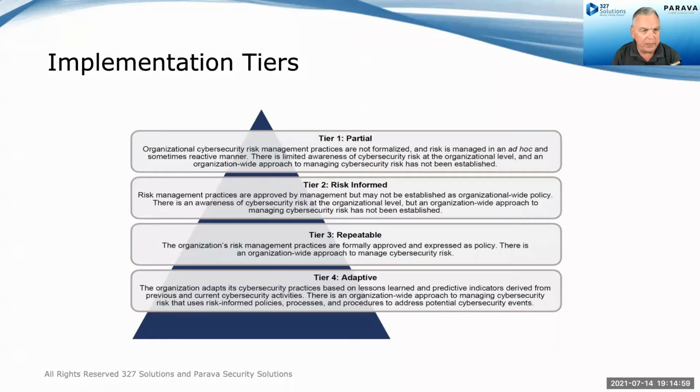And finally, at the highest tier, tier 4, the adaptive tier, the organization adapts its cybersecurity practices based on lessons learned, and it's going to use predictive indicators derived from previous and current cybersecurity activities. You have an organization-wide approach towards managing cybersecurity risk that is going to use risk-informed policies, processes, procedures to address potential cybersecurity events.